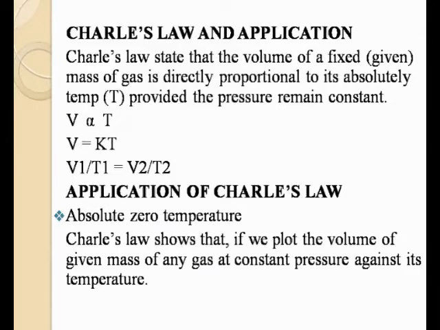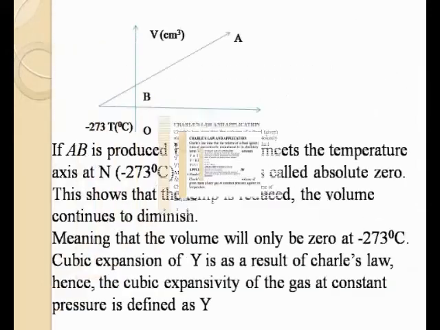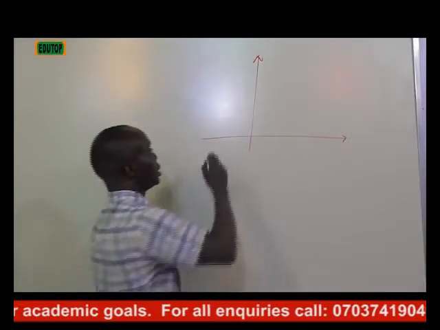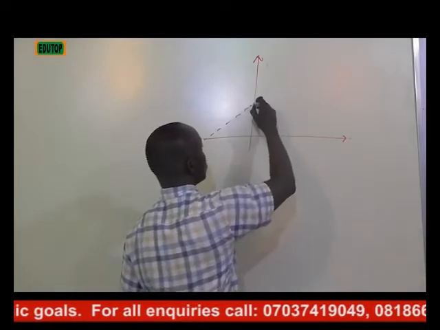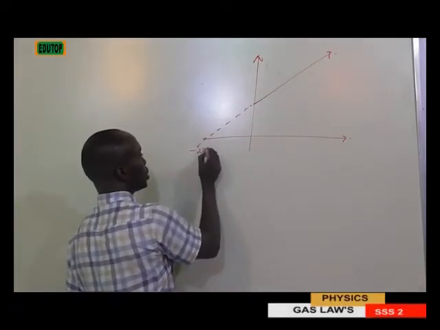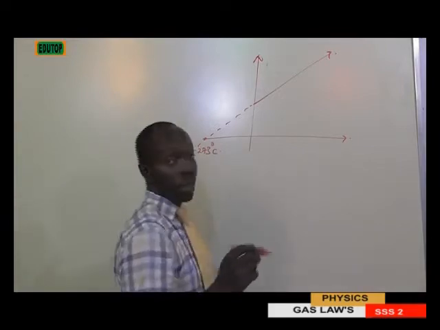So application number 1 for absolute zero of temperature. Charles law shows that if we plot the volume of a given mass of any gas at constant pressure against the temperature, if A and B is produced backward, it means the temperature axis at what? Minus 273 degrees Celsius. What does that mean? Are we seeing it? So the diagram is going to go this way. Now at this region is where you're going to have your minus 273 degrees Celsius.